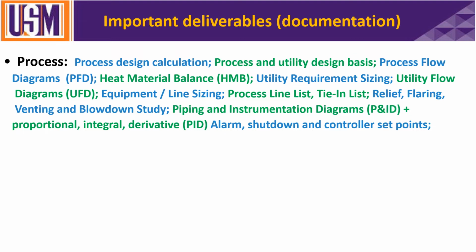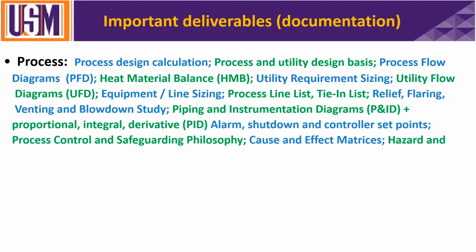Then you'll have alarm, shutdown, and control set points. This is a document you need to provide. You'll have the process control and safeguarding philosophy. If you have a safeguard, any door that opens, the process shuts down. Any window you have in the process, if it is open for some reason, somebody stepped into the area of the operation, you have a safeguarding. So you'll have a shutdown procedure. So you need to do the control and the philosophy of the shutdown.